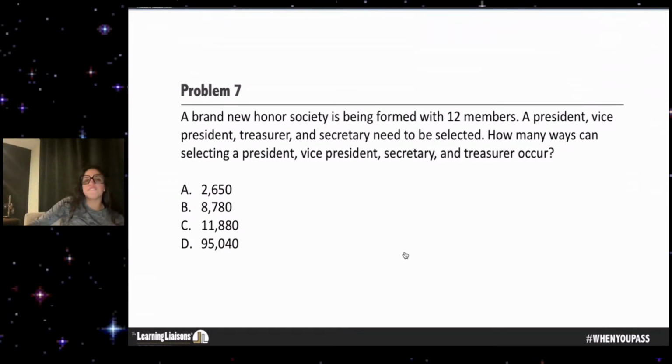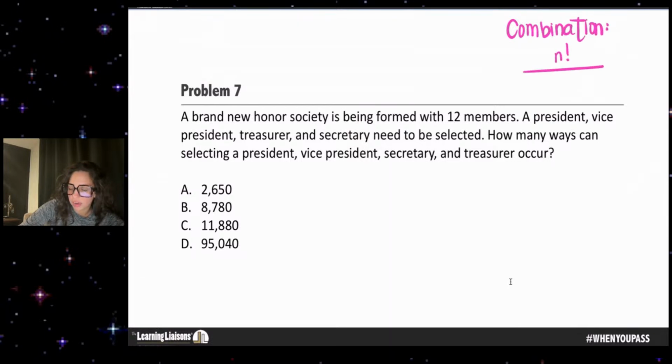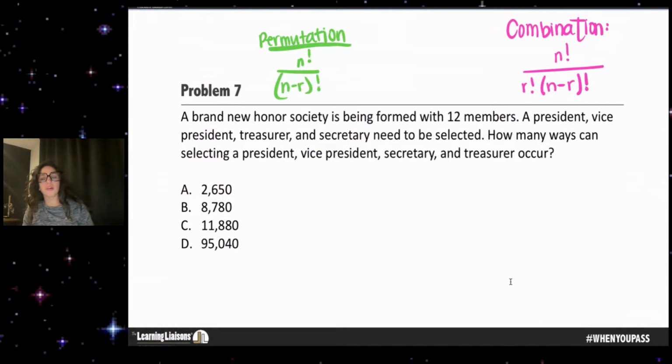So there's this fancy permutation formula that I can rattle off to you. Your combination formula is n factorial divided by r factorial times n minus r factorial. And your permutation formula is n factorial divided by n minus r factorial, where n is the number of items that you have, and r is how many of those items you're using.